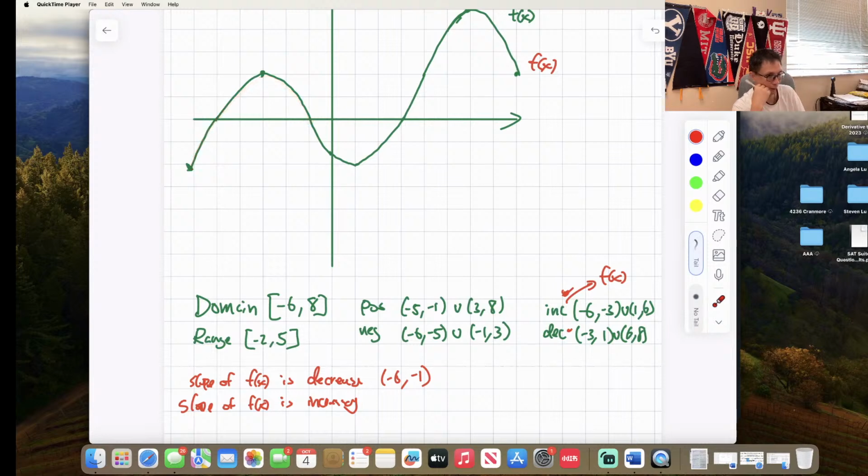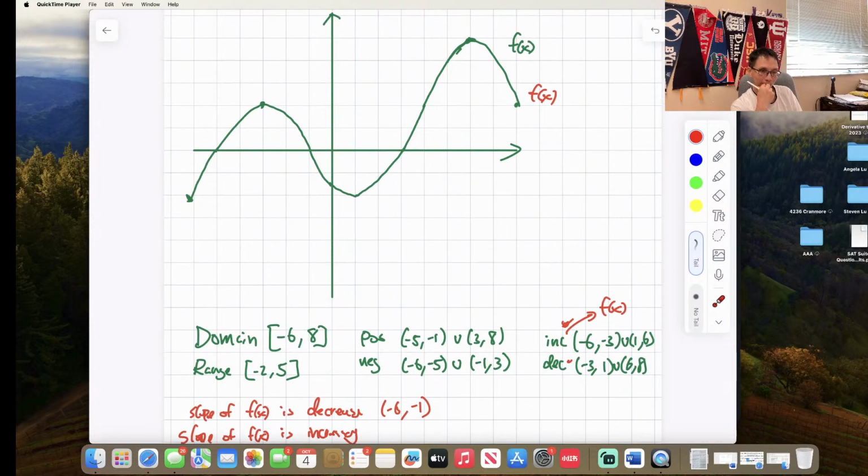Okay. What else is slope of f of x decreasing? Alex? It's okay. If you got it wrong, we are going to laugh at you. That's it. It's all right. Anna wants to help you though. Anna, go ahead.